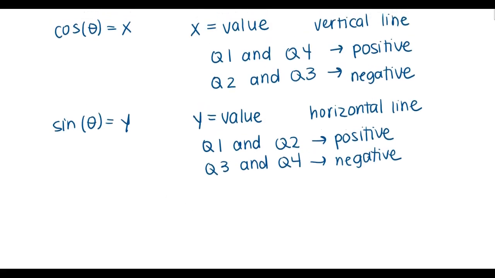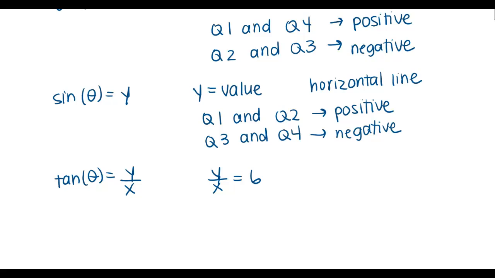Okay, the tangent's a little different, right? Because the tangent is y over x. So that changes things, right? Because now it's a relationship between the two of them. Okay, so let's say maybe like y over x equals 6.